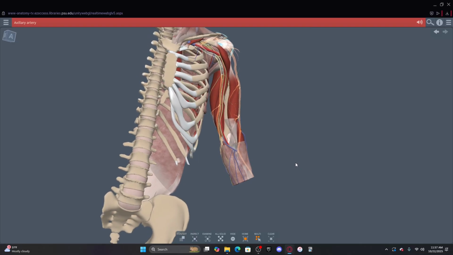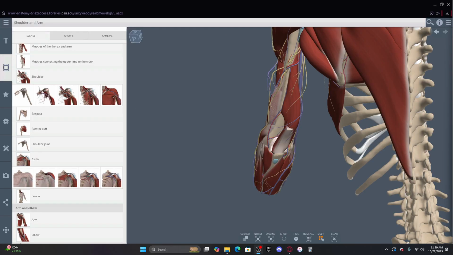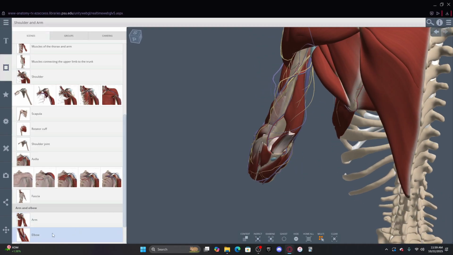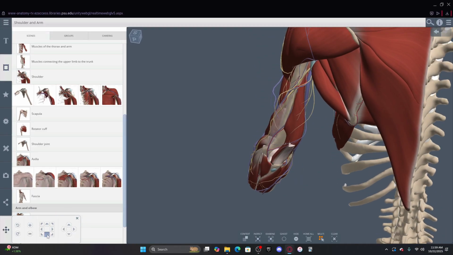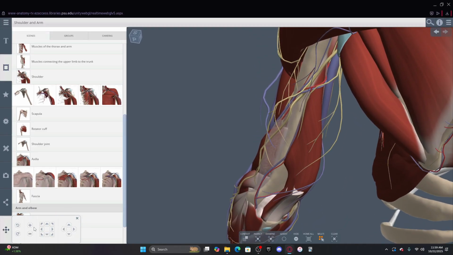Now we're going to go over the deep brachial artery and vein. Let me show you guys that real quick. All right, so now we're going to be looking at the deep brachial artery and vein. So let me get a better image that we can see. Let me zoom in here.